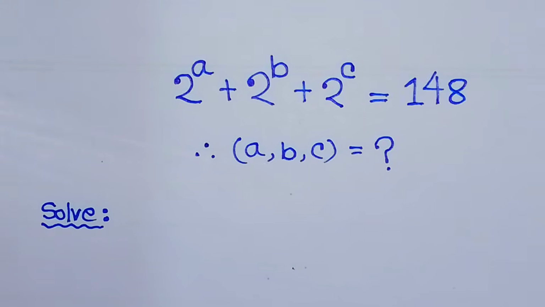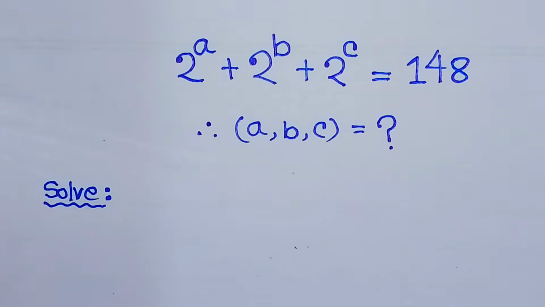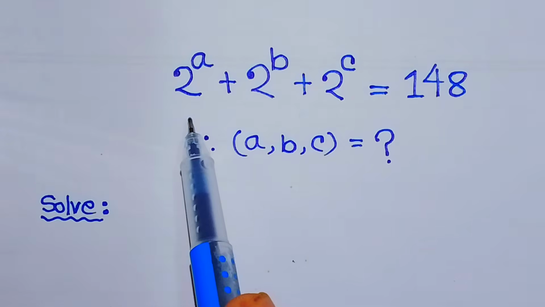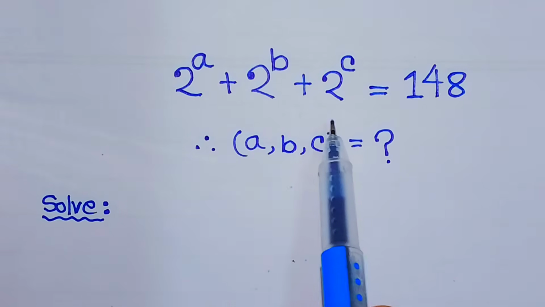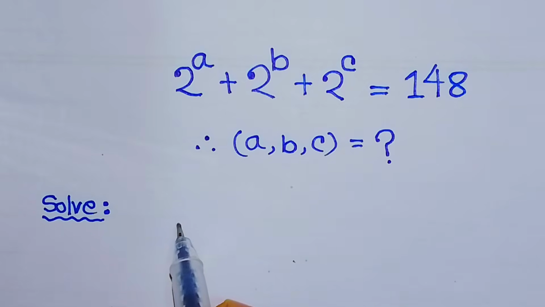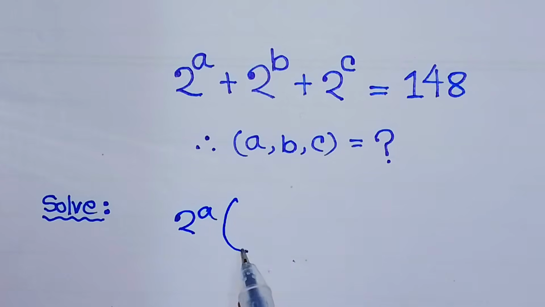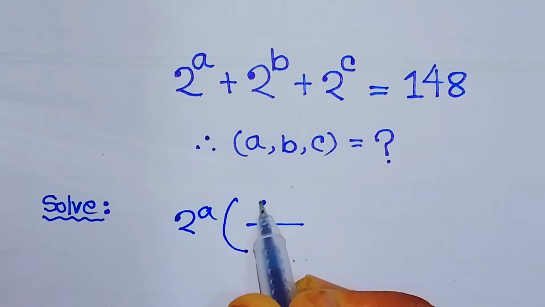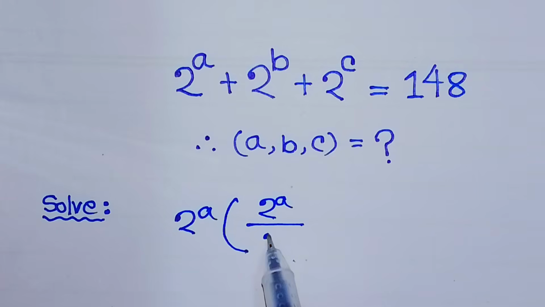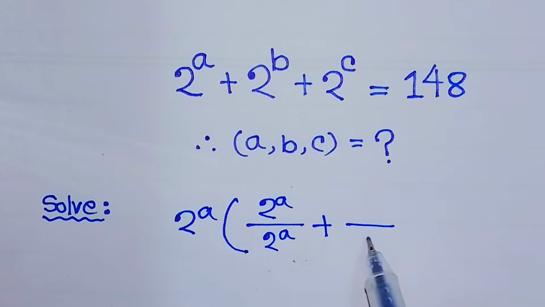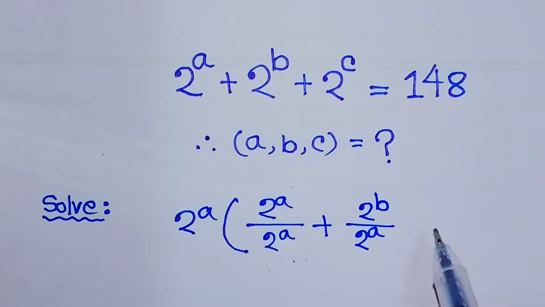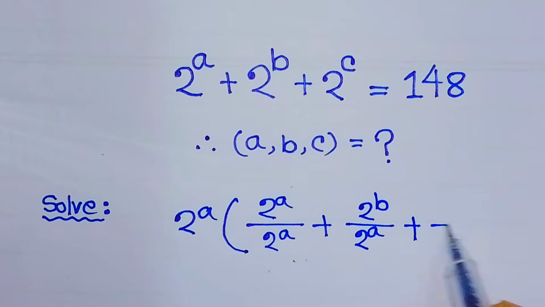Today we'll solve this Harvard University entrance admission test question: 2 to the power a plus 2 to the power b plus 2 to the power c equals 148. Then what's the value of a, b, c? Here we generally use two types of formula for the solution. First one will be the elimination method and second one will be the subtraction formula with equation of quadratic.